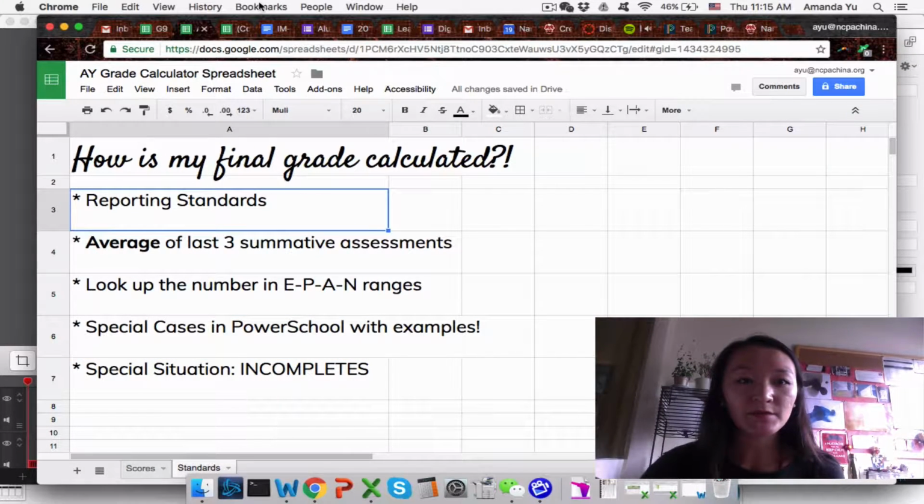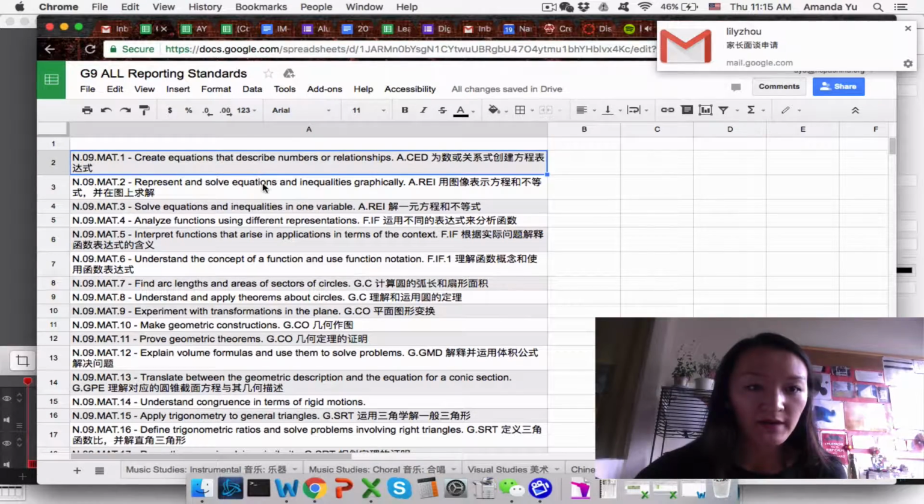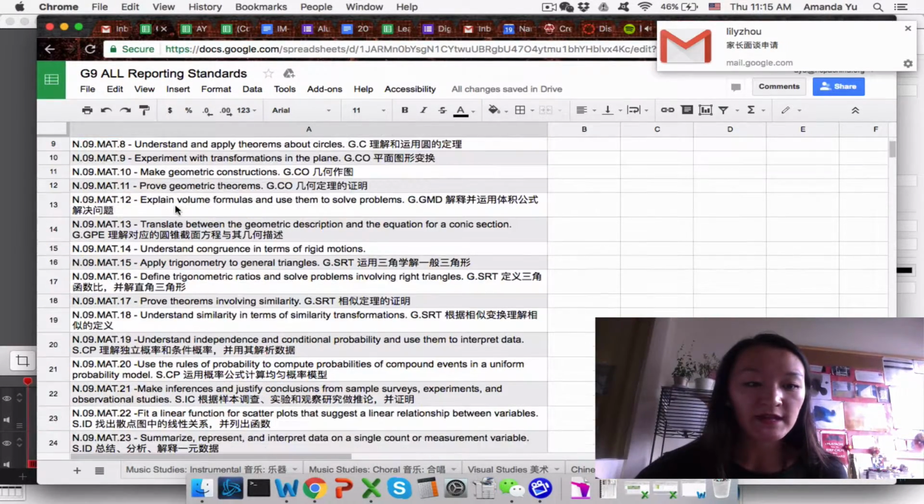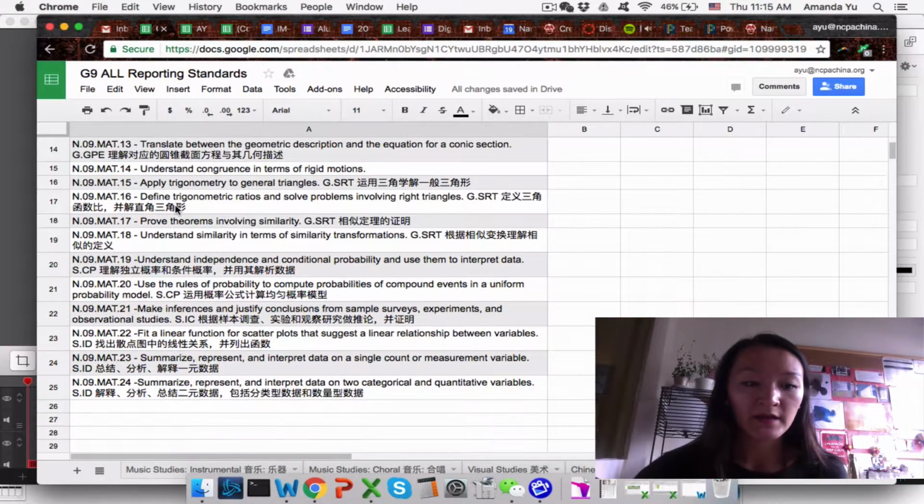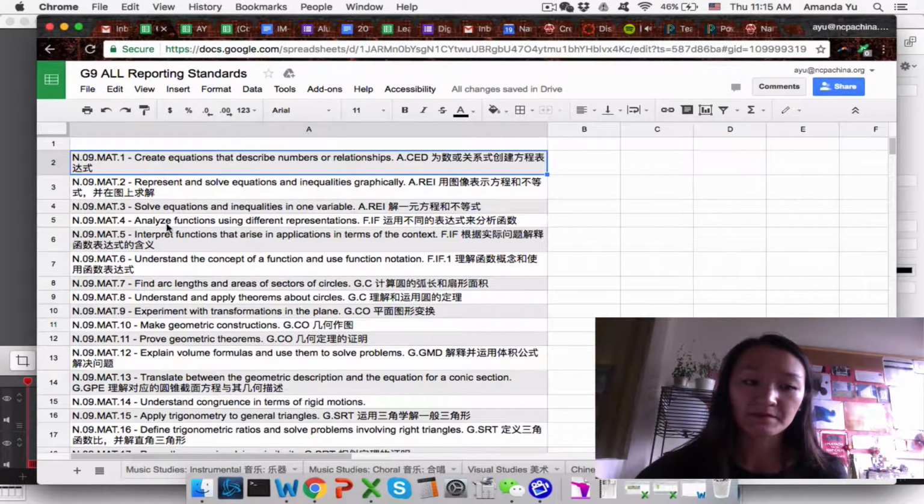So first, reporting standards. Reporting standards are the standards in each of your classes that teachers will assess you in. So for example, you'll see that right now we're in integrated math, and these are all the standards in integrated math that Mrs. Brown or Mr. Bohm will be assessing you in. So just as an example, let's say that these 4 standards were assessed in your first semester.